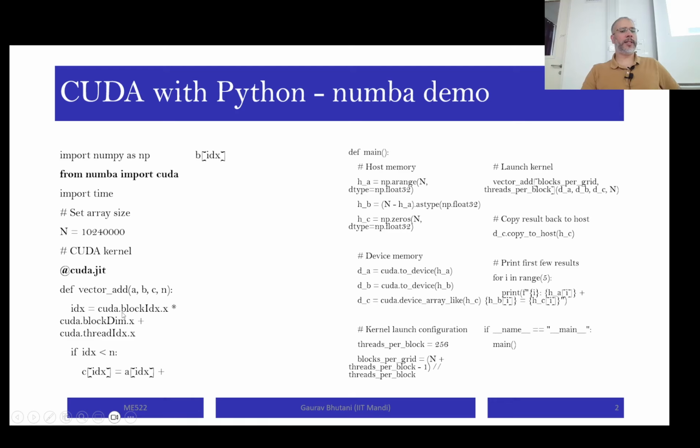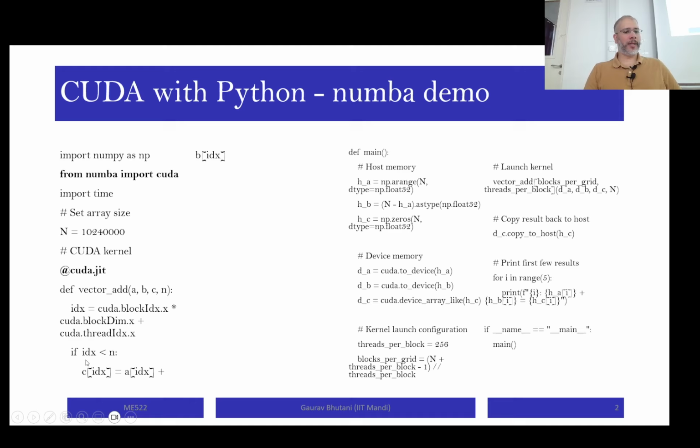kernel function. So here we calculate the value of idx as blockIdx.x into the size of the block plus the thread id. Remember in CUDA, in GPU, the way it works is you have blocks of threads and each block has a certain size, and the thread numbering in each block starts from 0 all the way to blockDim.x minus 1.